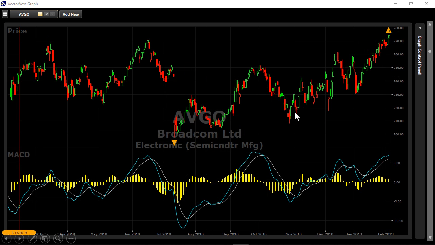Here's AVGO, and I've added MACD to the bottom of the chart. We can clearly see a difference in price behavior. This stock is a little bit more volatile and non-trending. But let's take a look at all the bullish and bearish MACD crossovers to see if we had any opportunity for some gains. So February 13, 2018, we had a bullish crossover. Bearish crossover happened here. That looks like it would have resulted in a loss, right?